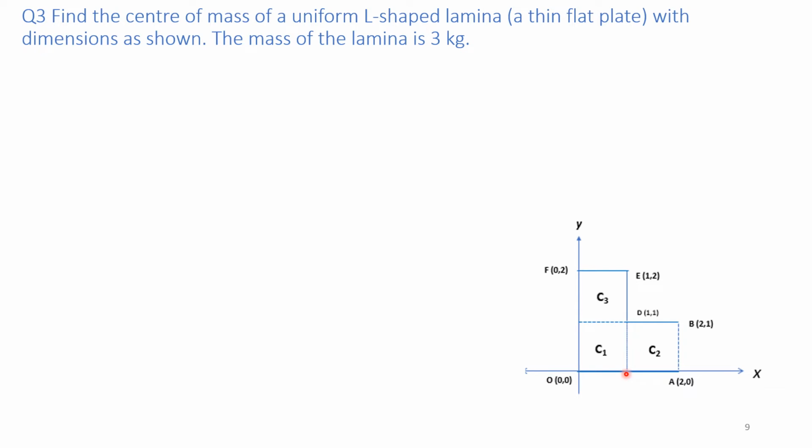This is the x-axis and this is the y-axis, and it has different coordinates. O is 0, 0, where x is 0 and y is 0. A is 2, 0, and the point B is 2, 1, that is, x is 2 and y is 1. This is the point D, its coordinates are 1, 1, and this is the point E, x is 1 and y is 2. The point F, which lies on the y-axis, is x is 0, y is 2. The three parts of the L-shaped lamina are C1, C2 and C3.